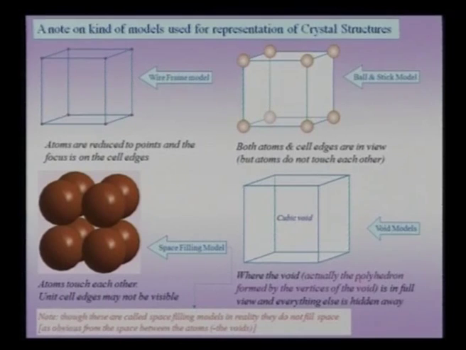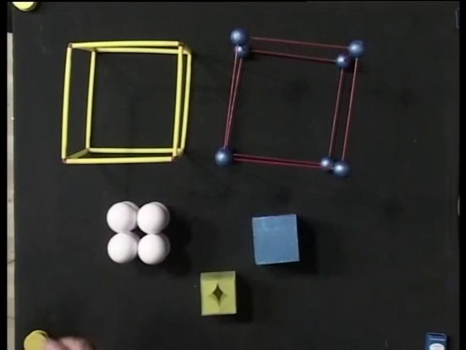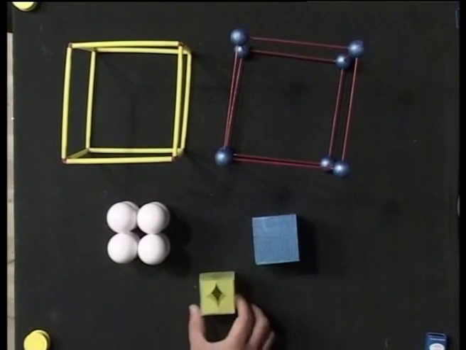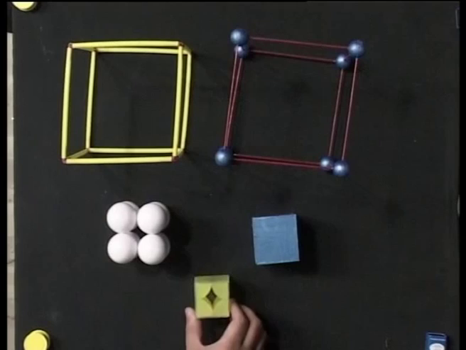We are not actually talking about the real shape of the void, and maybe a little later I will show you how the real shape of the void could look, which is the space between the atoms. Okay. And here in this void model, everything else has been hidden away except the void shape, or the polyhedron, which we consider as the void shape. So I have in front of me an example of the 4 kinds of models I was just talking about. In addition, I have got a 5th kind of model, which I will talk about.